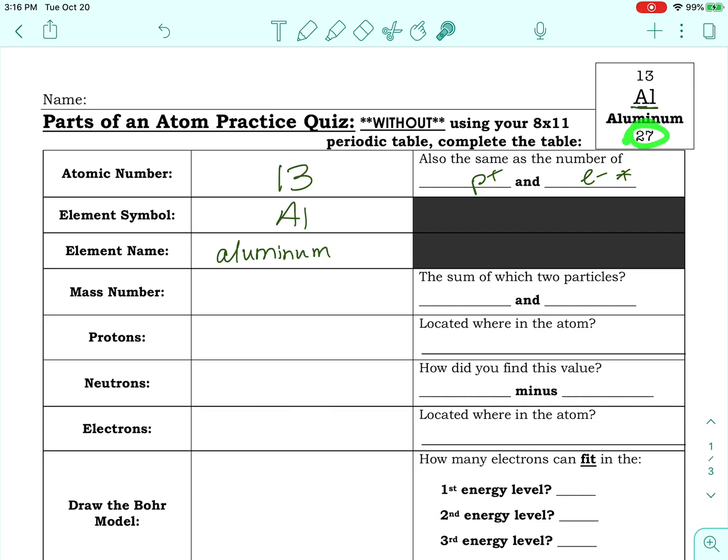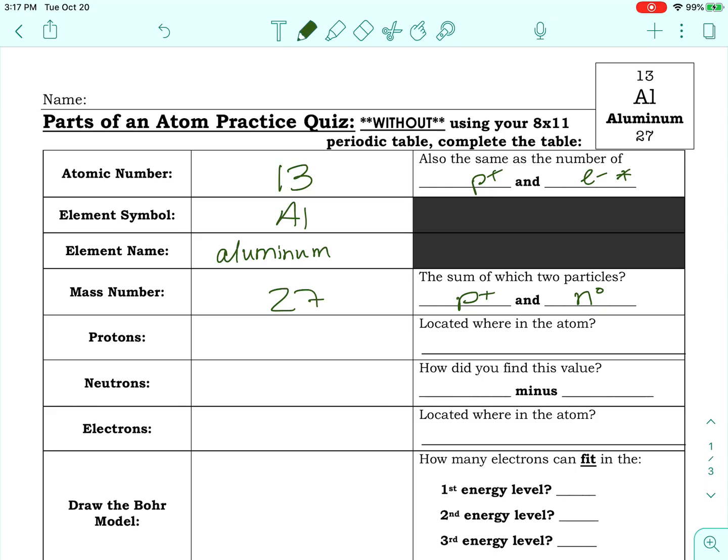The mass number is the bigger of the two numbers in the box. So that's going to be 27. That's the mass number. And that is how they get that number for an atom. It's the protons plus the neutrons. So the mass number is the protons plus the neutrons.